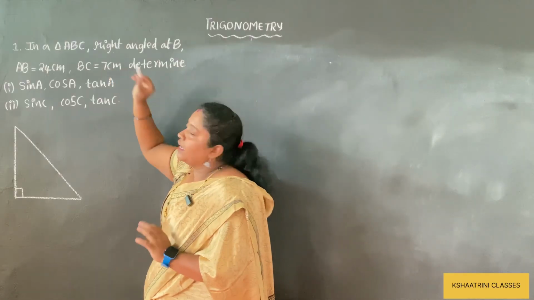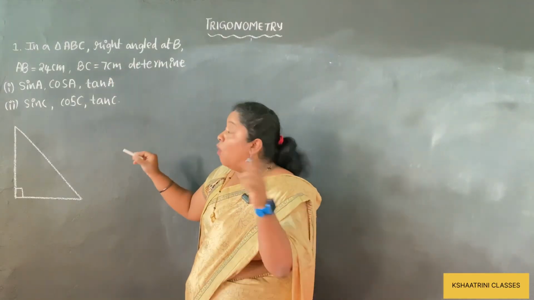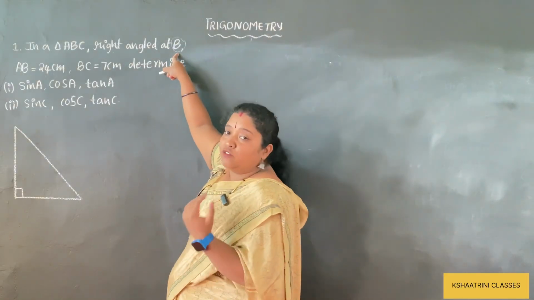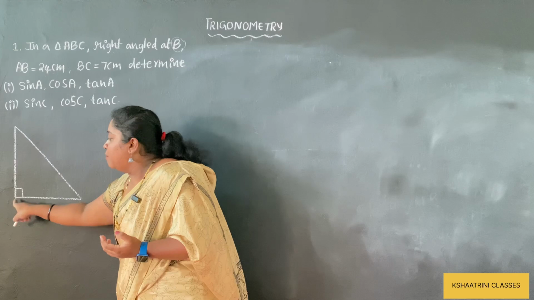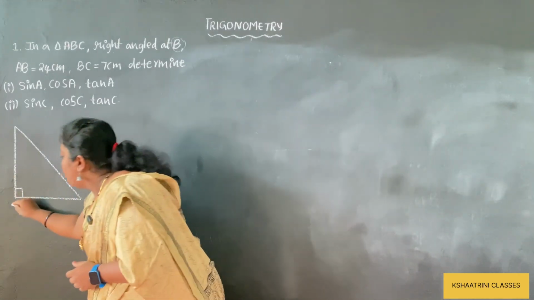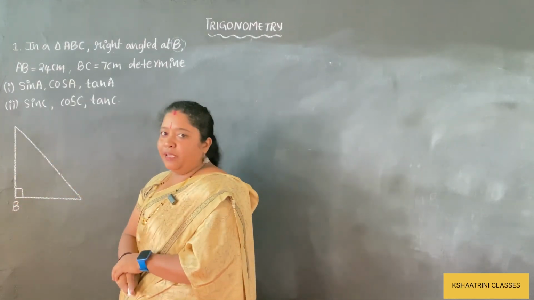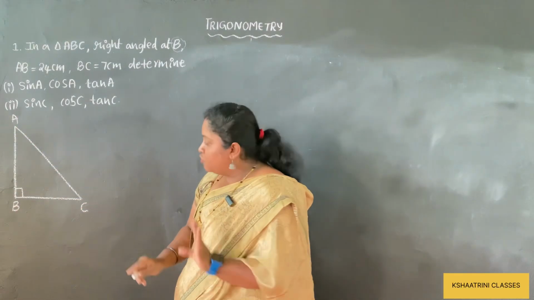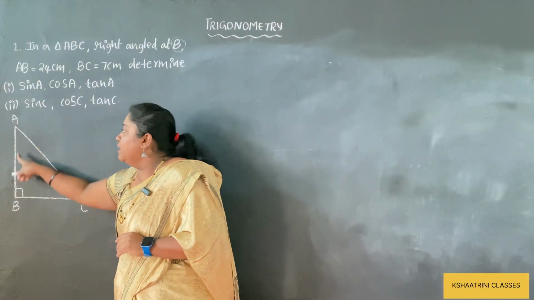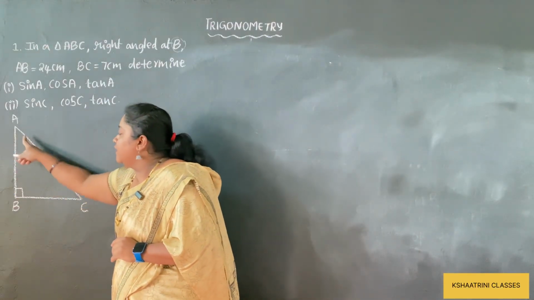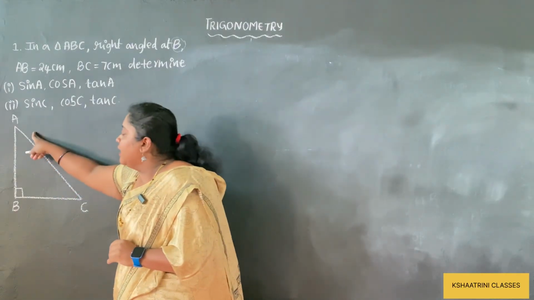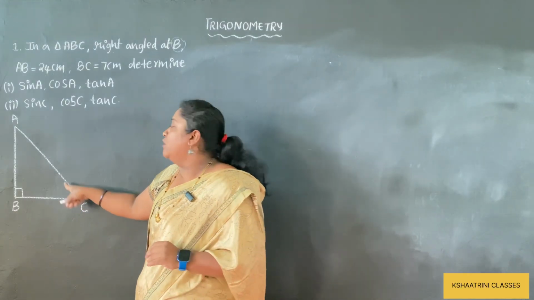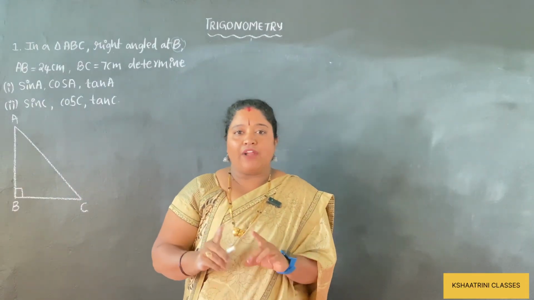Now, triangle ABC is given, and also they have told you right angled at B, which means the point B is at the right angle. Okay, so now first I'll name this point as B, and after that I'll name here A and C. So it is understood that if it is 90 degree, then we are only able to write the trigonometric ratios with respect to angle A and angle C, because we know that trigonometric ratios can be applied only to acute angles of a right angle triangle.